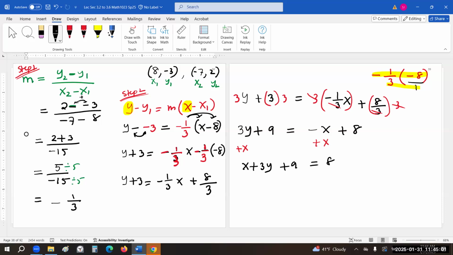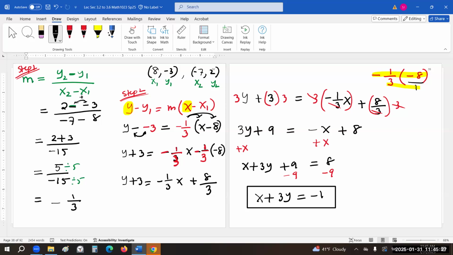What do we need to do now? We don't need this 9. So we kick it out. And we have x plus 3y equals -1. And now we are happy. We have x and y one side, number to the other side.